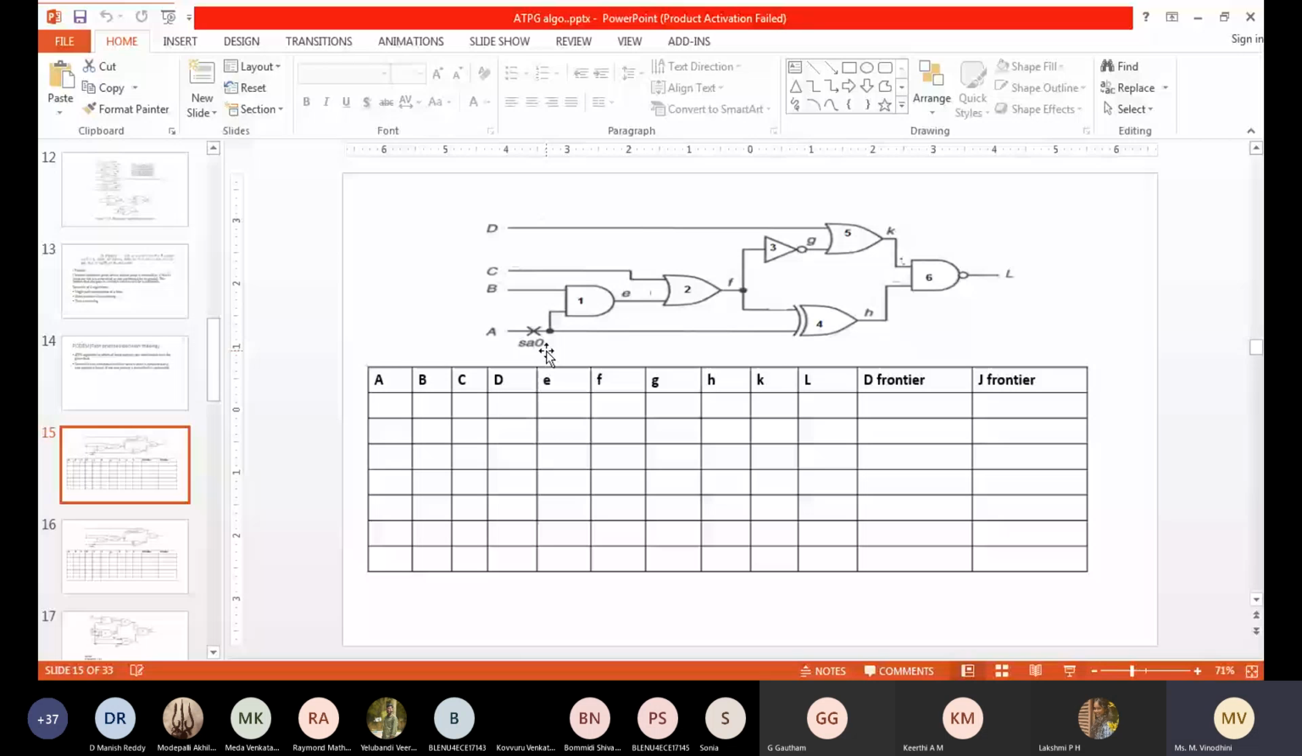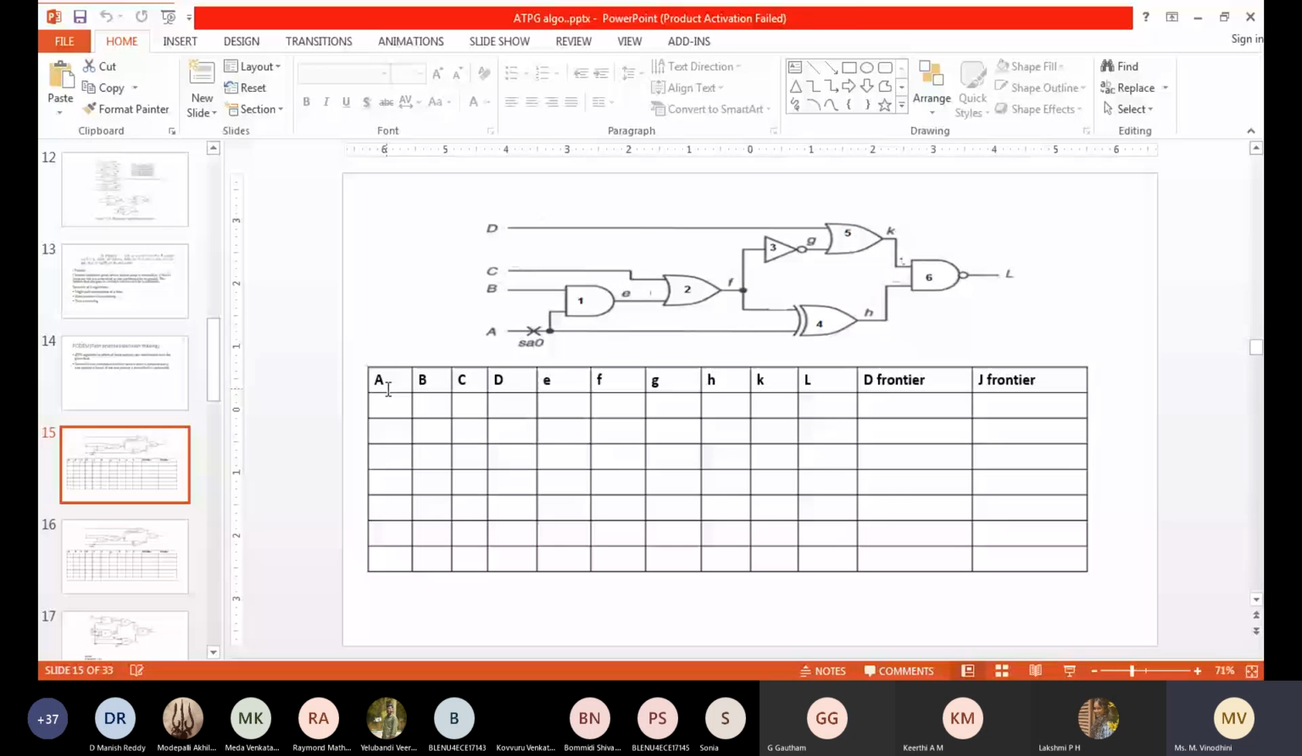Can anyone answer how I can activate this fault? Initializing A with 1, I can activate this fault. If I initialize A with 1 and the fault is 0, this fault is represented as D or D dash? D. So here, let me write D.